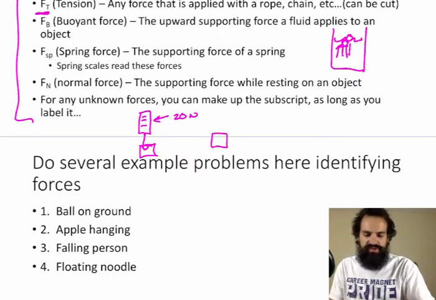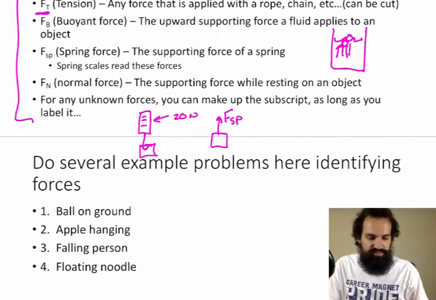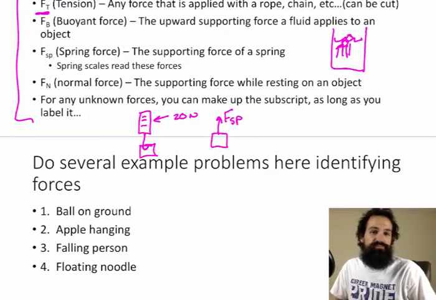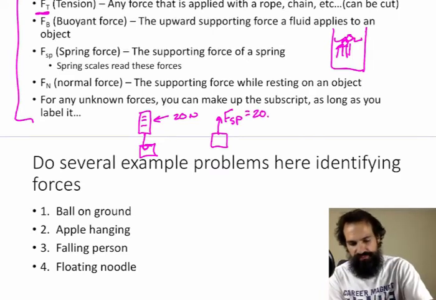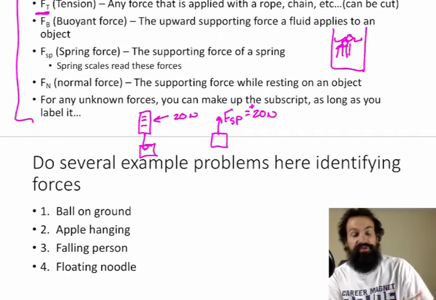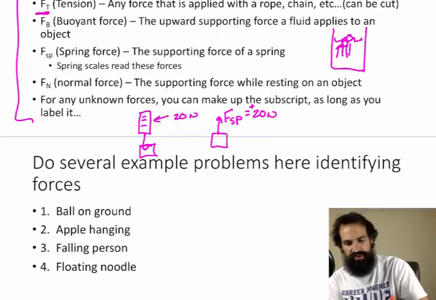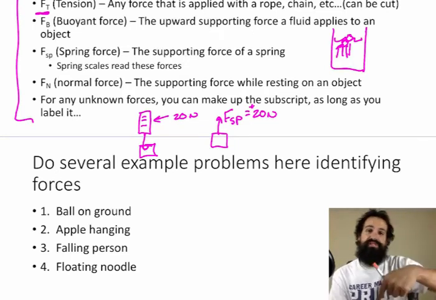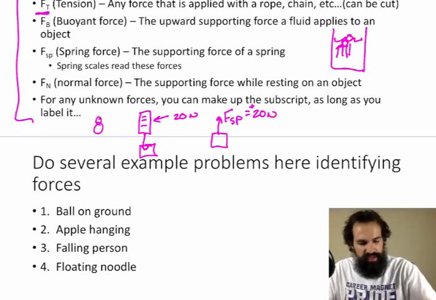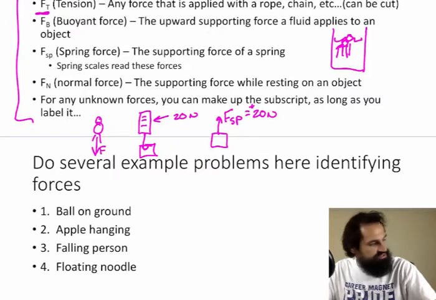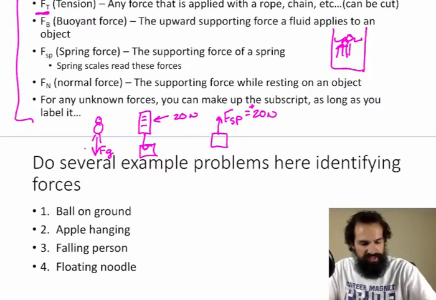If we look at the direction the spring is pulling, upwards, I'm going to denote that F-sp for spring force. That is an upward force equal to 20 newtons. And I want to point out that if the force is up, it's going to be positive. If a force is downward, it's technically negative. So the force of gravity on me, because it's downward, is a negative 200 pounds.